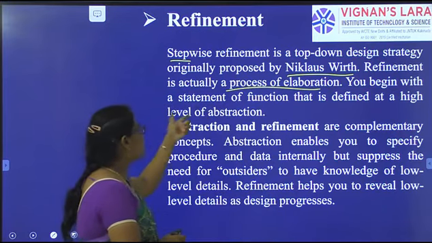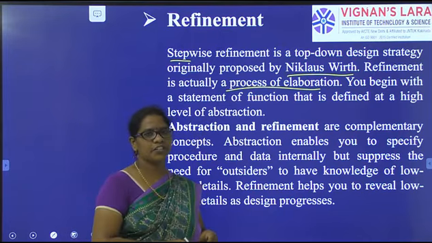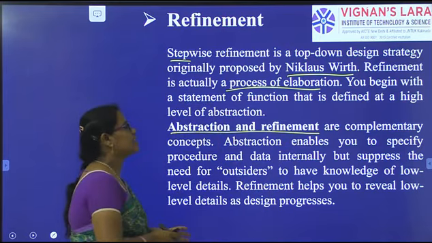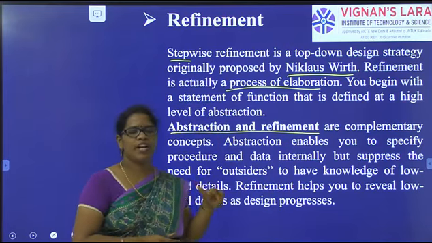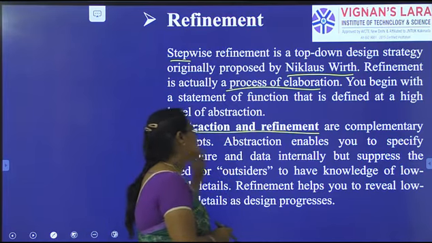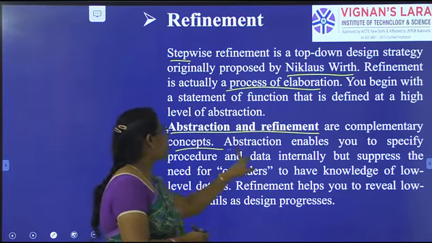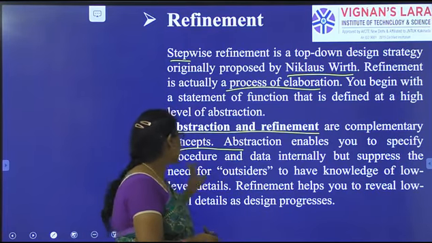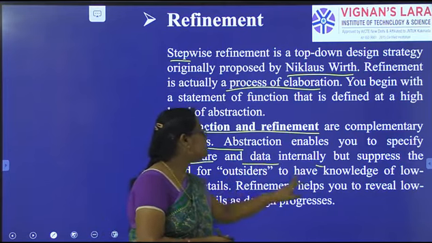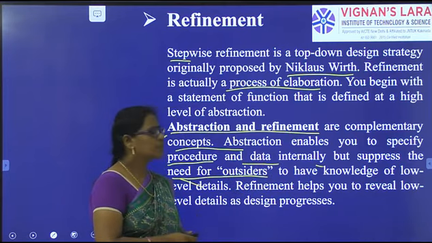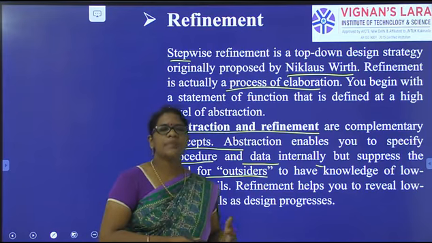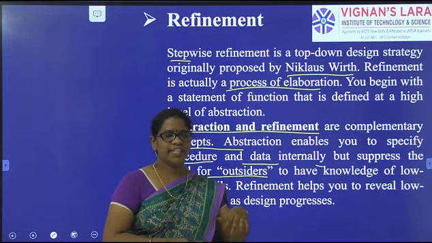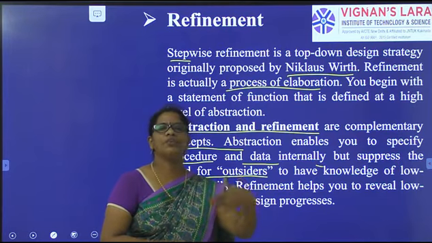You begin with a statement of function that is defined at a high level of abstraction. So first is abstraction and refinement. Let us see what abstraction and refinement are. Abstraction and refinement are complementary concepts. Abstraction enables you to specify procedure and data internally but suppresses the need for outsiders to know. Abstraction is nothing but hiding the details. It has the data internally, but that is not revealed to the outsiders.